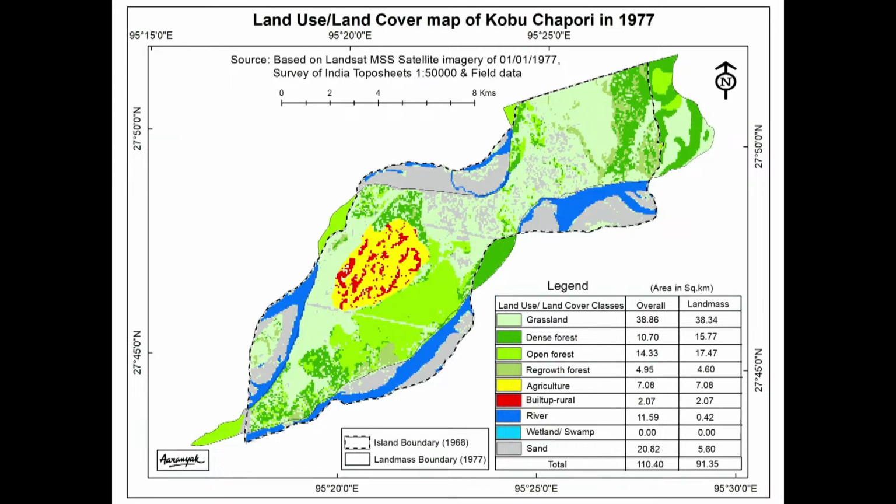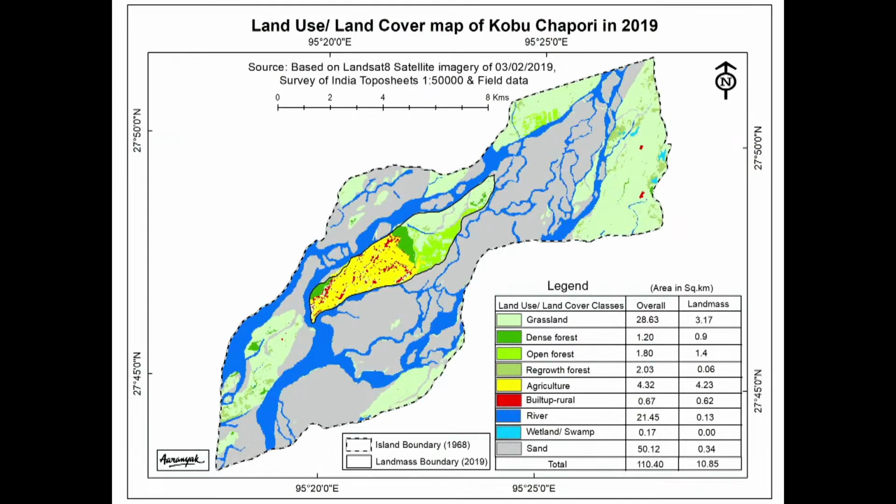Now, from 91 square kilometers, it has reduced to 10 square kilometers. Now it's an island, Kopo Chapuri. From this much, it has become this much. Now, this phenomenon means a lot of things.